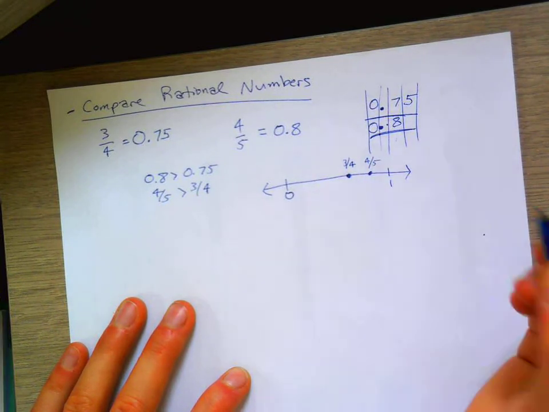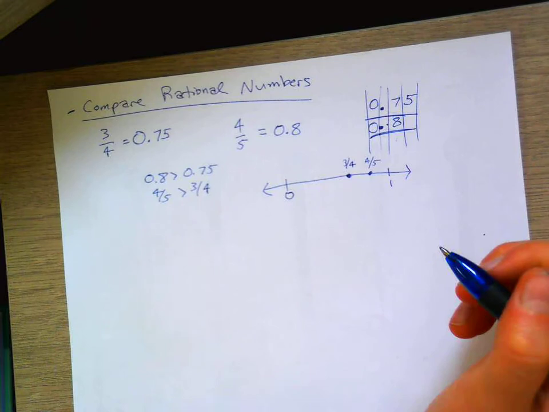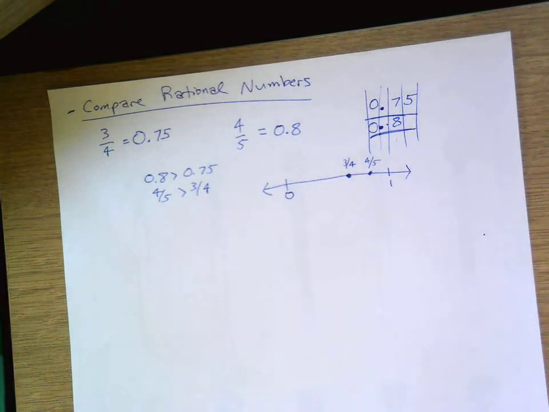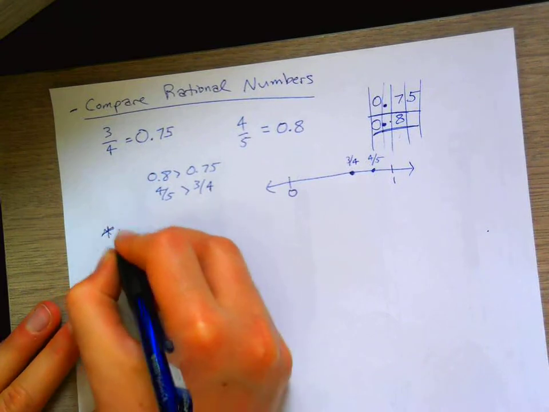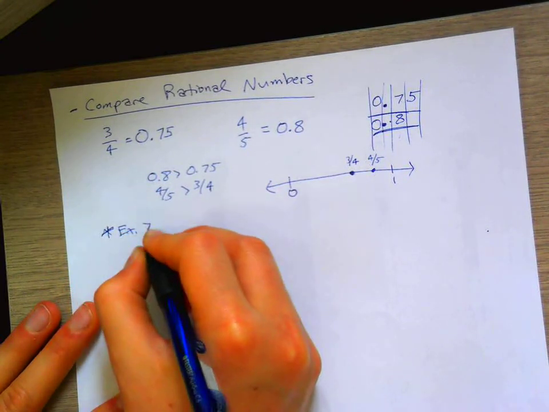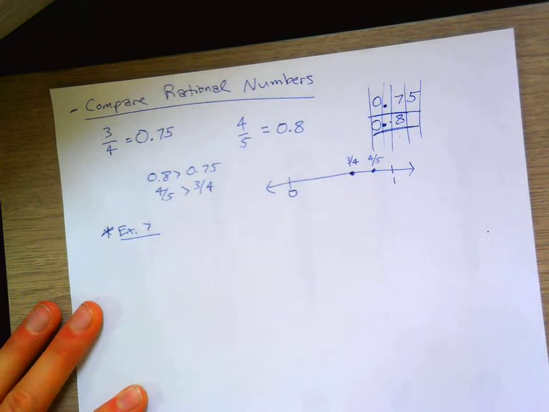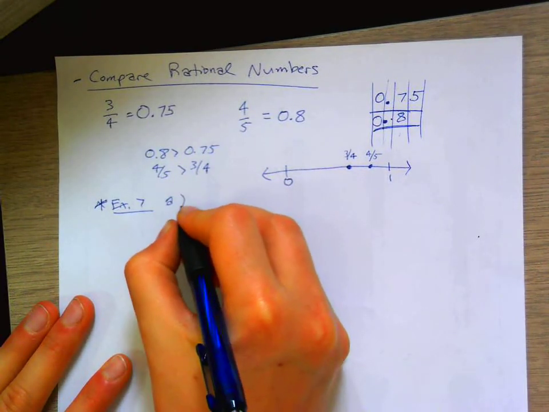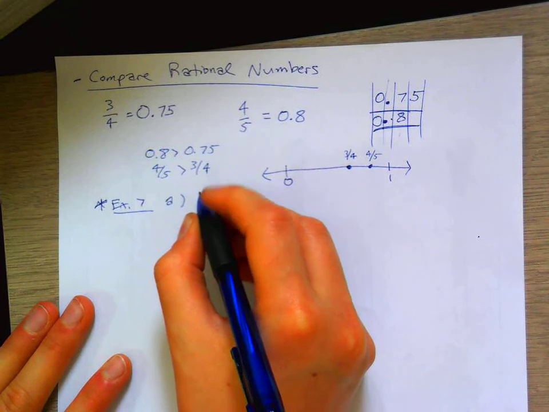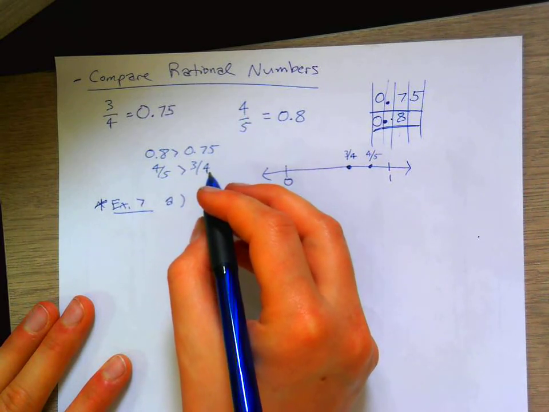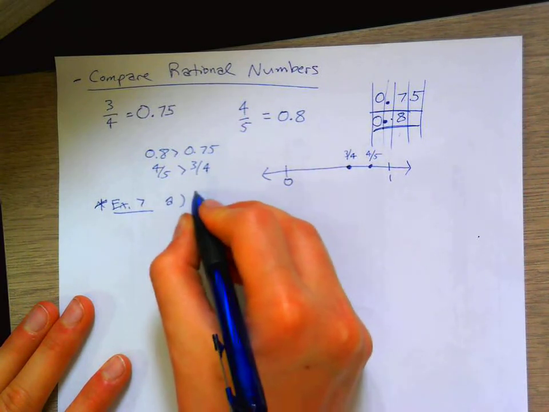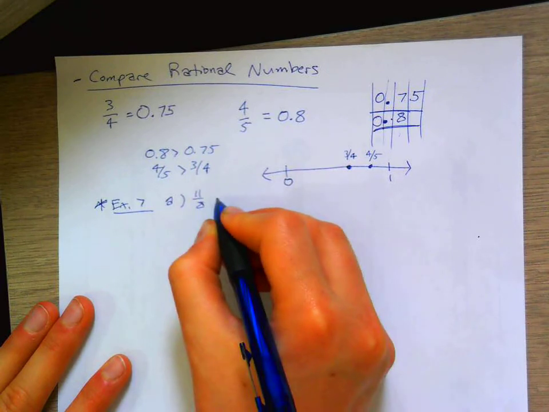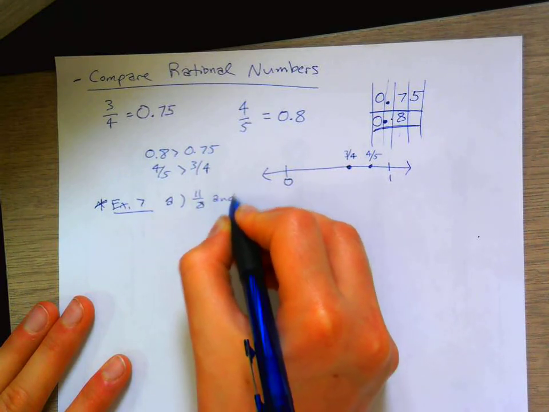Now, let's try example number 7. In example 7, we see that we are going to compare the rational numbers using the greater or less than symbols. We can use the number line to help us. So 11/8 and 15/11. First, let's turn those into decimals.